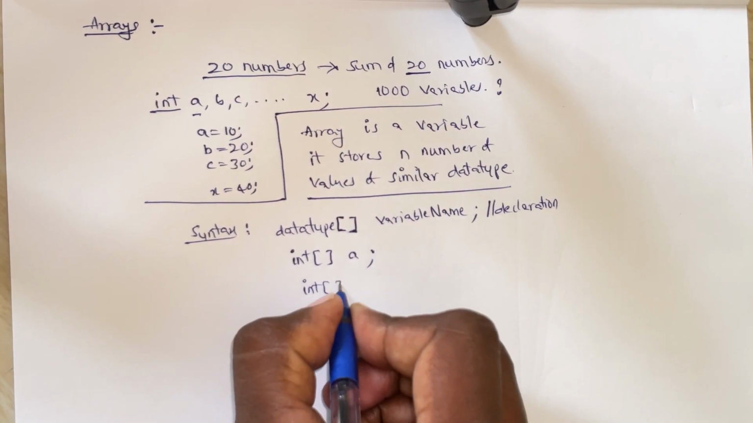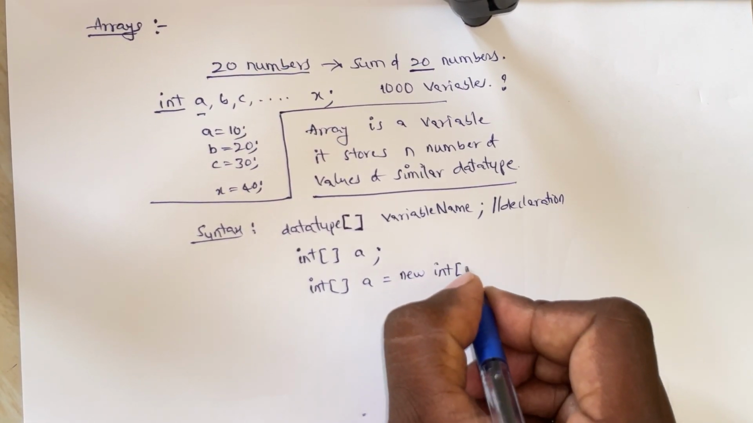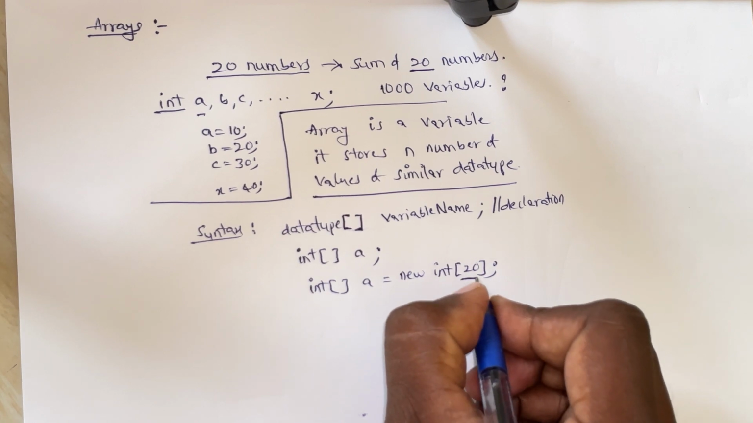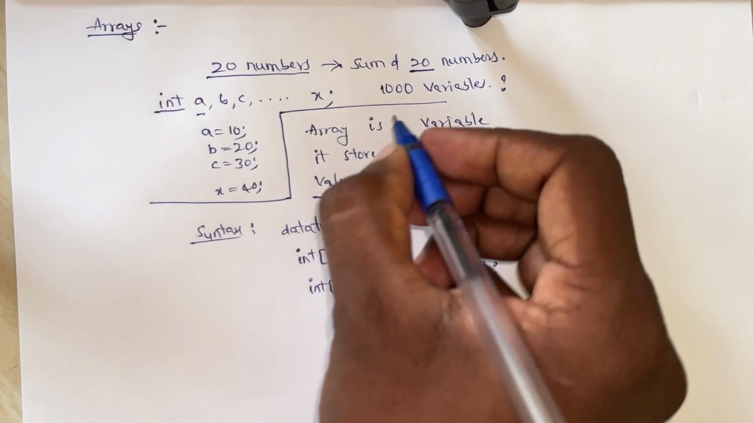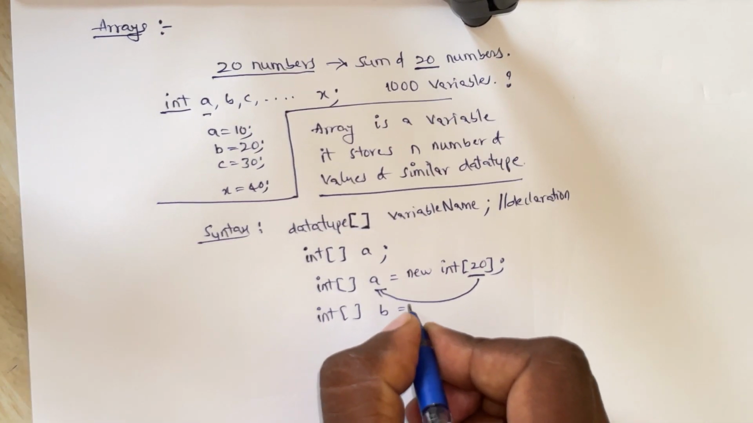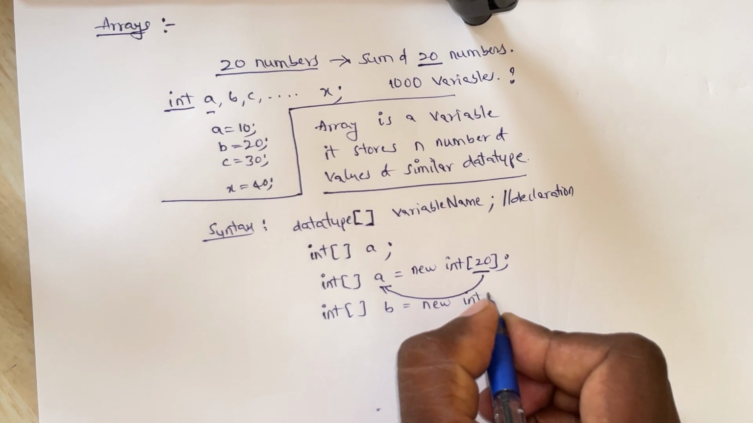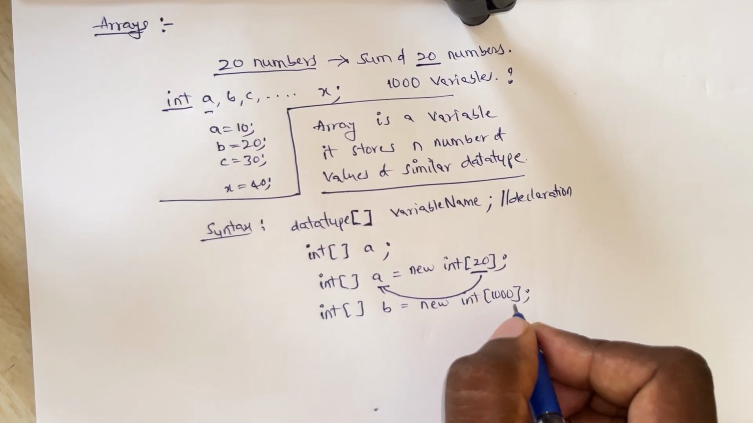Then int[] A equal to new int[20]. Here I am mentioning that I am going to store 20 values in this particular A variable. Similarly, if I want to declare 1000 variables, int[] B equal to new int[1000]. So with this B variable only, it is going to create 1000 variables.